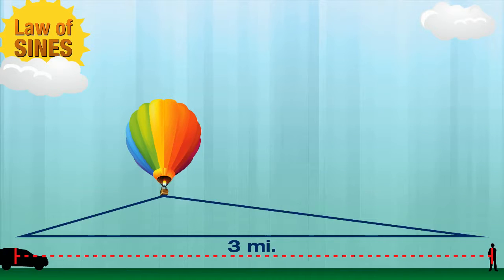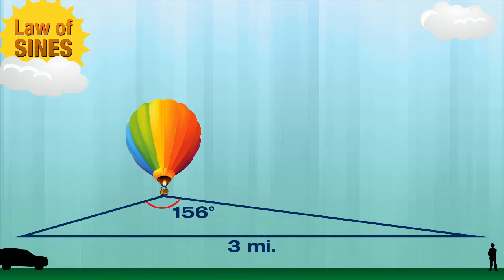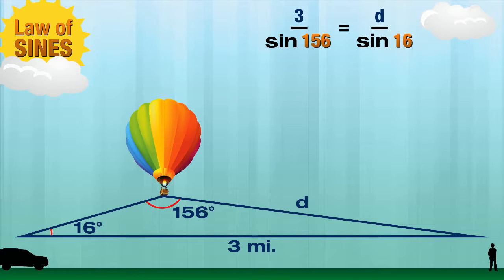We can use the law of sines to find the distance between the balloon and Kyle. Remember, the landing point is 3 miles away from the starting point. As we found earlier, its opposite angle measures 156 degrees. Now, setting up a proportion using the law of sines, we see that 3 divided by the sine of 156 is equal to the distance to the landing, d, divided by the sine of 16. We use 16 degrees because it's the angle opposite to the distance we're trying to find.